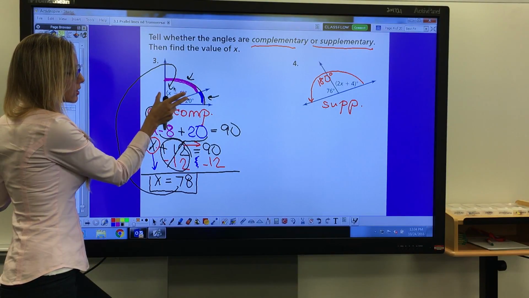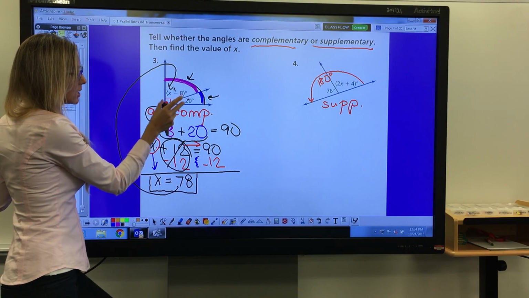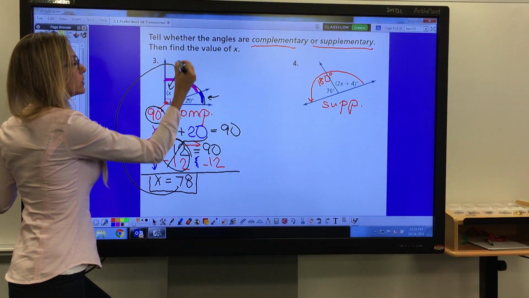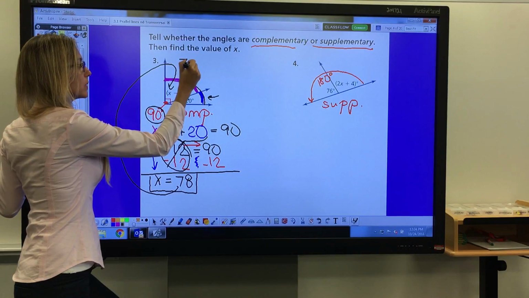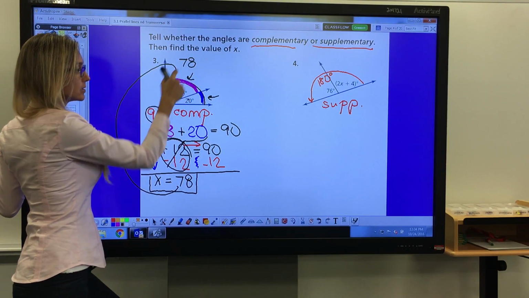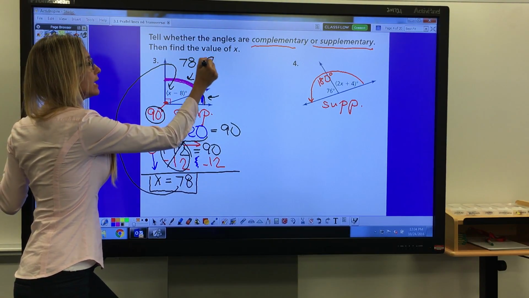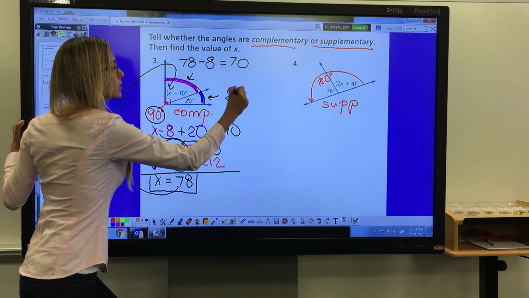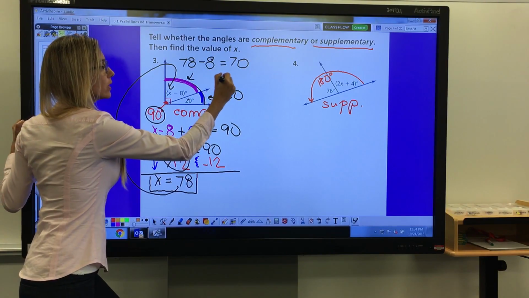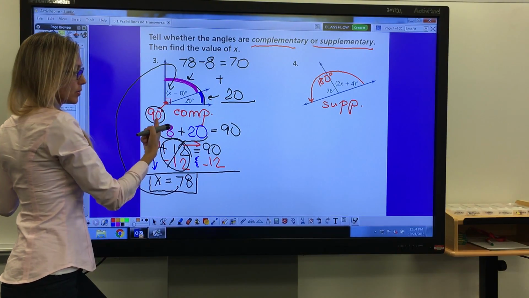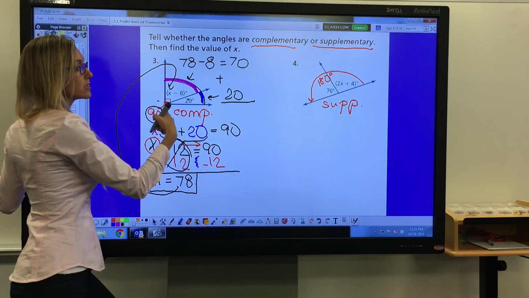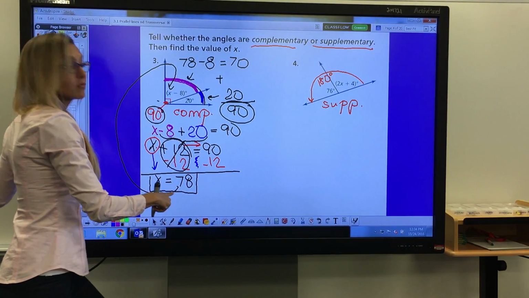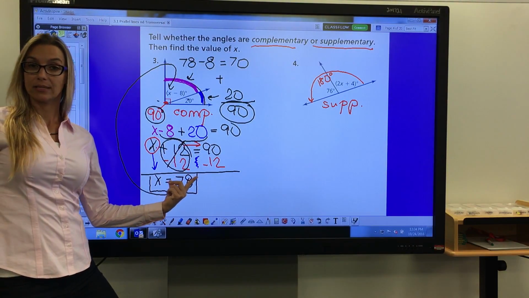In this angle in here, it's angle x minus 8. Everywhere I see x, I will substitute it with a 78. So let's do that. X minus 8, so 78 is my x, minus 8, that equals 70, and this angle in here is 20. If I add those two angles up, I should get complementary. They're supposed to give me 90 degrees. 70 plus 20 is 90. So yes, I was correct, x equals 78.